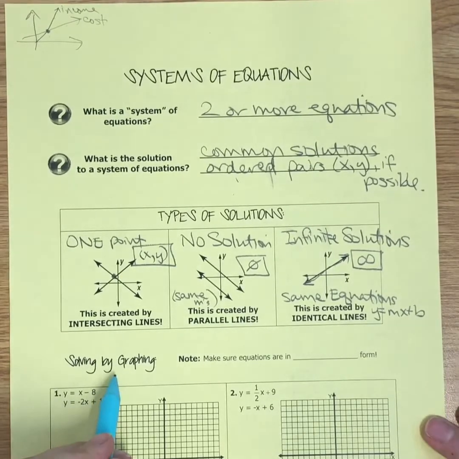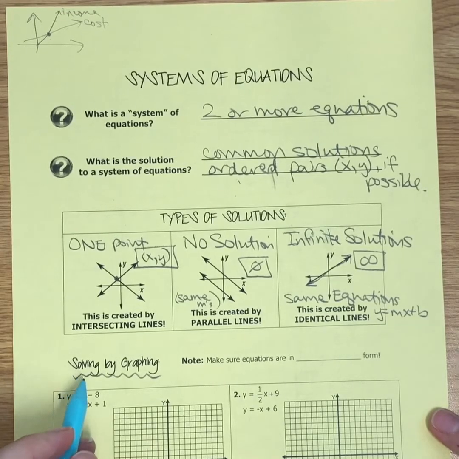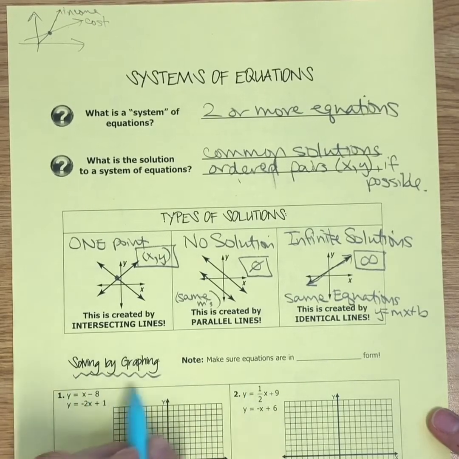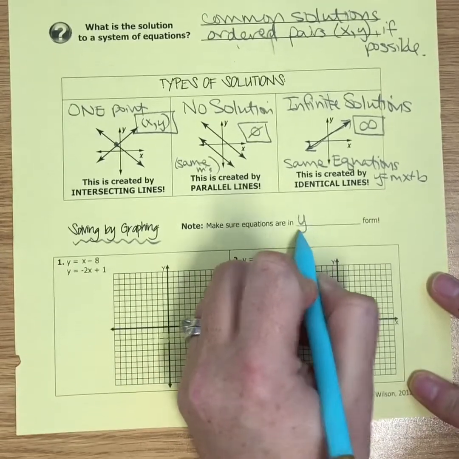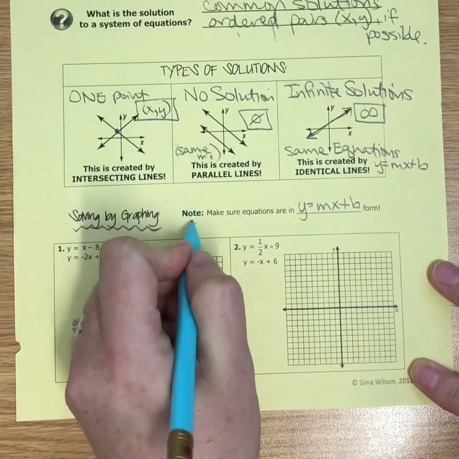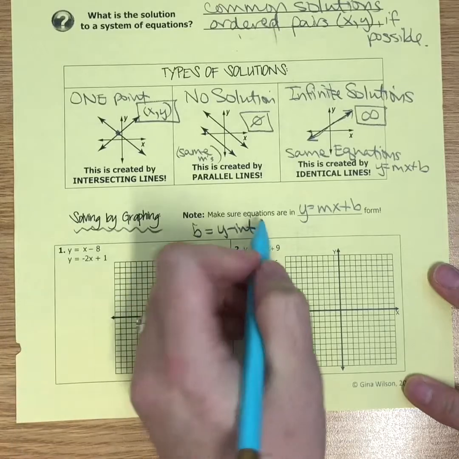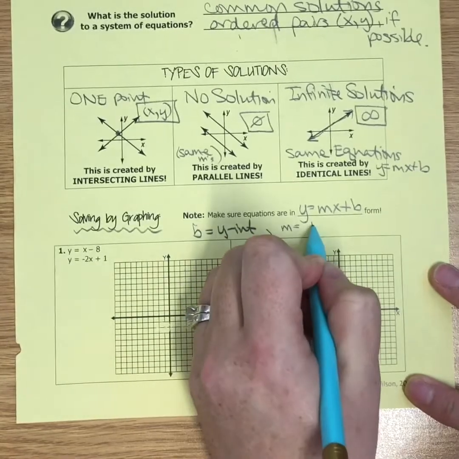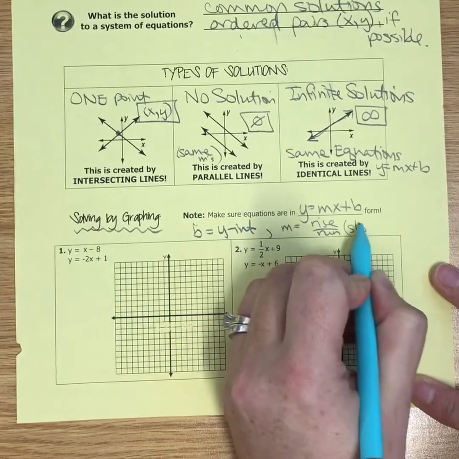Now today, we're going to solve by graphing. Okay, that's back to what we did in Unit 4 when we graphed them, but we had to make sure that it's in y equals mx plus b, so we can read our b as the y-intercept, where it crosses the y-axis, and your m is your rise over run for your slope.